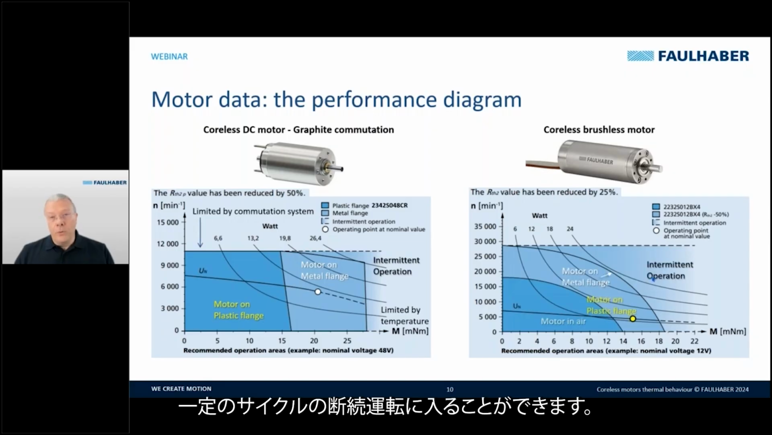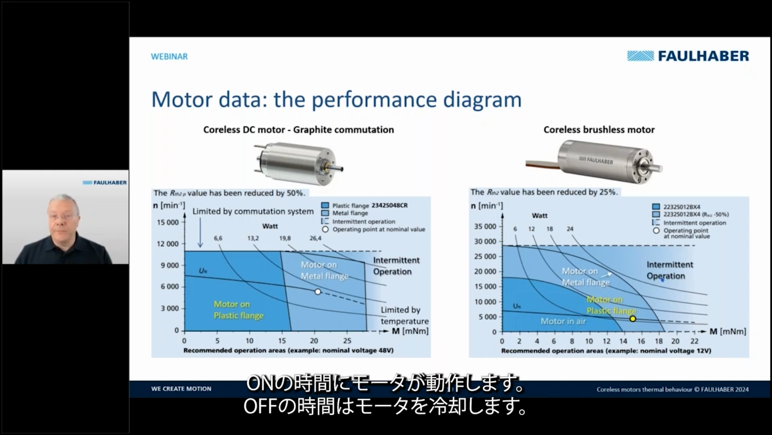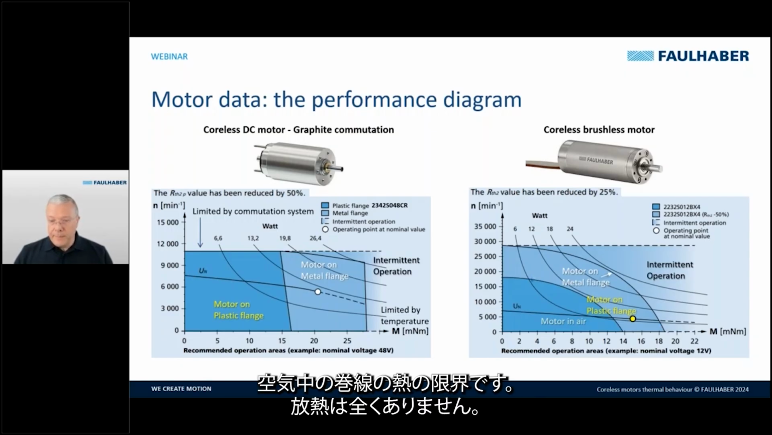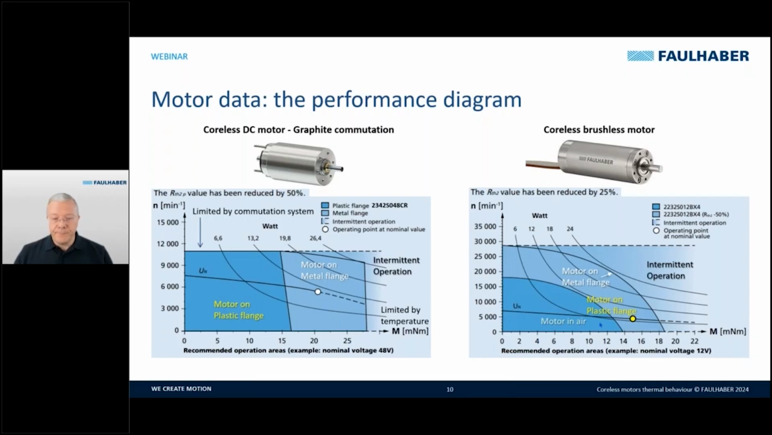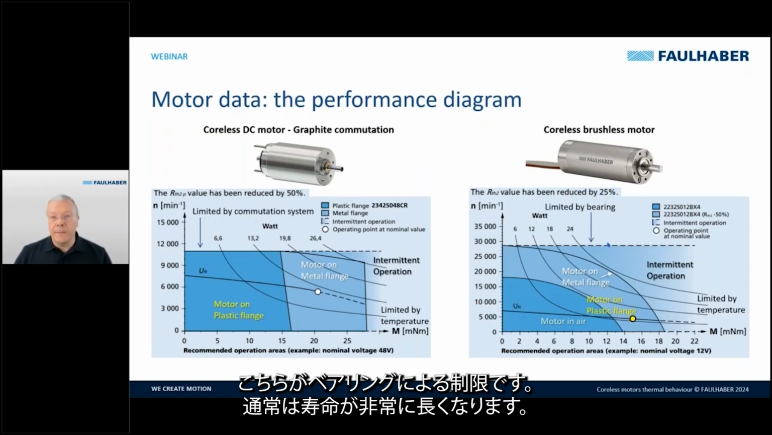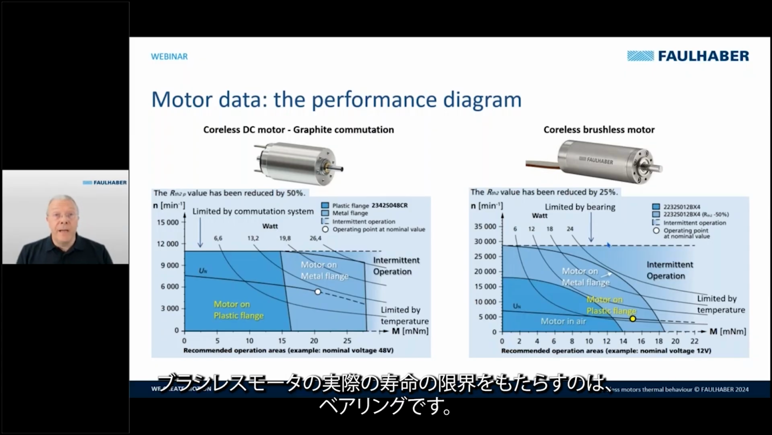We can go over in intermittent operation with a certain cycle, on time when the motor is operating, off time when the motor is cooling down. You see the black curve here is where you have the thermal limit of the winding in air, so without any dissipation. Also in this case we have a limit by the temperature, and a limit by the bearing, typically to get a very long lifetime. The real lifetime limit in a brushless motor is the bearing.